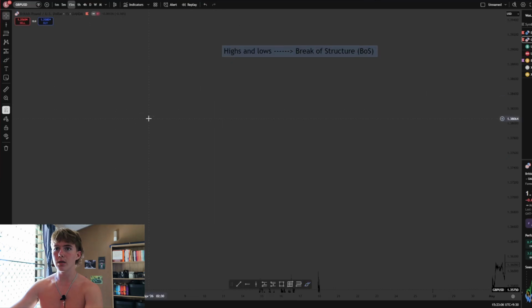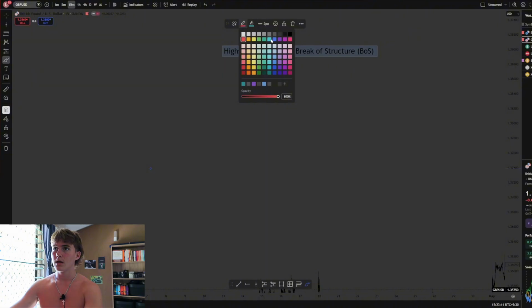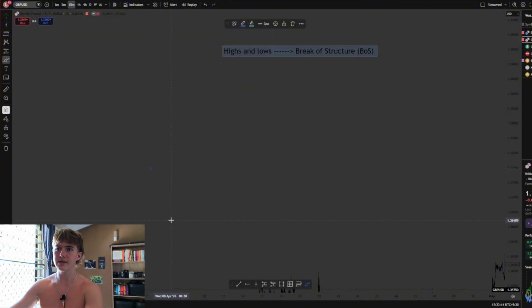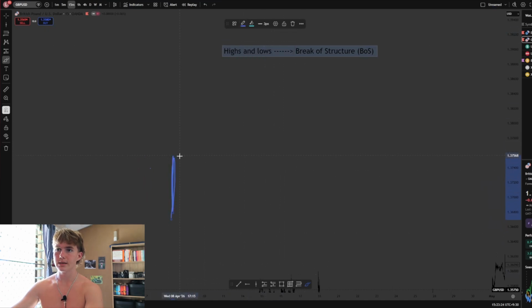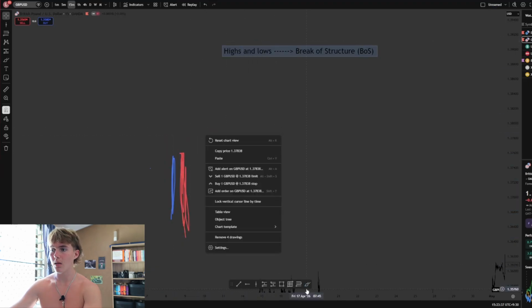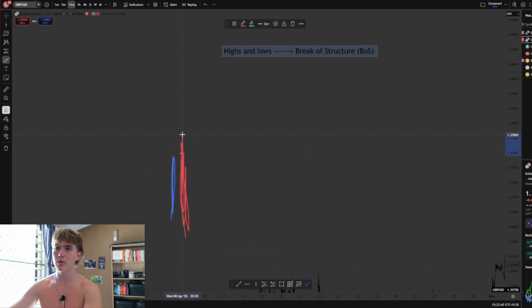So a high and a low. To make a high, you have to have an up candle, and then a down candle. We'll make that red, because my chart color is black, so we'll make it red to keep it easy. And then we'll say the wick went up there, that's black.